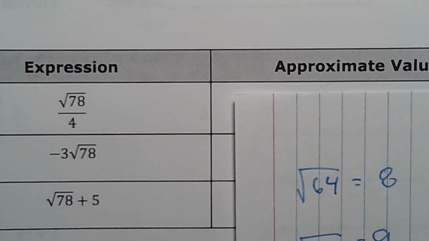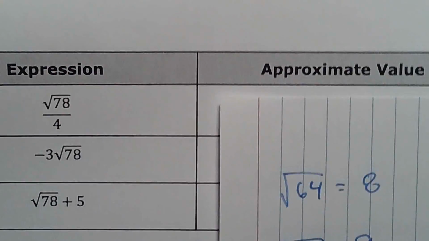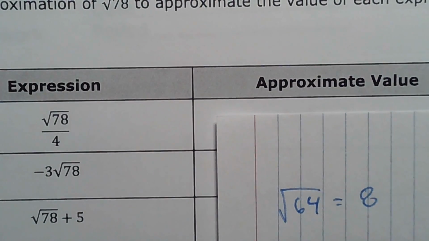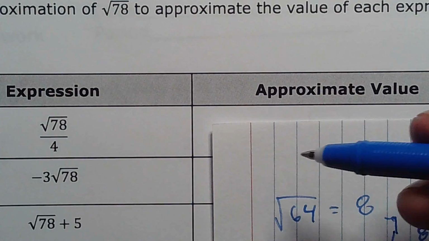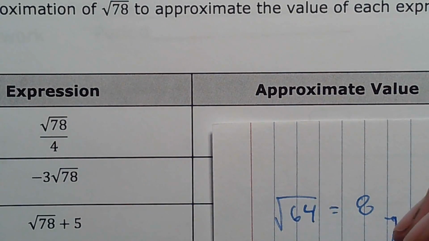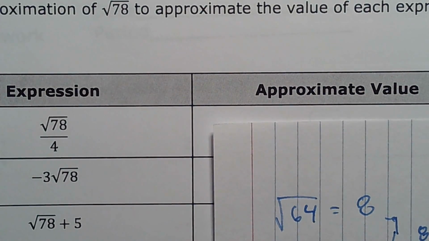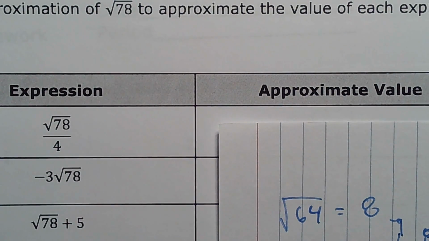Okay, so between 78 and 64, my numerator here is going to be somewhere between 8 and 9. Between 8 and 9. How much between 8 and 9? Well, it's closer to 9 than it is 8. So it's going to be almost 9. Almost 9. Right? So we'll say it's like 8.8-ish, right? It's going to be divided by 4, right?